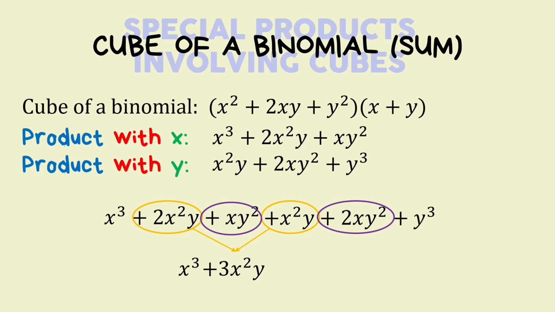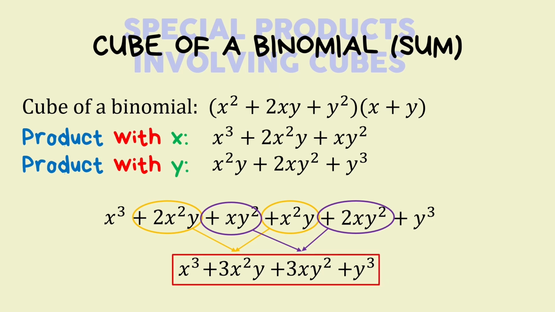The same goes for the third term. We have xy squared, which is similar to 2xy squared. Meaning, if we add them, we will have 3xy squared, and the final term y cubed can no longer be simplified as well. So we just have to copy that. This then becomes our final product: x cubed plus 3x squared y plus 3xy squared plus y cubed.